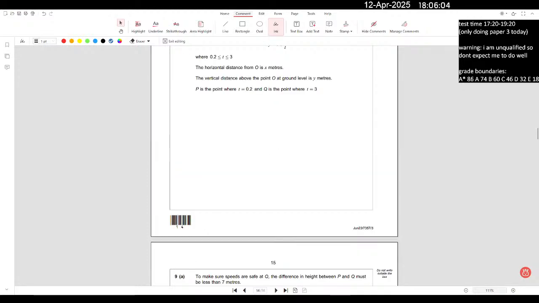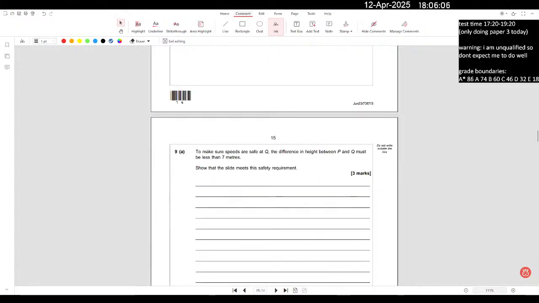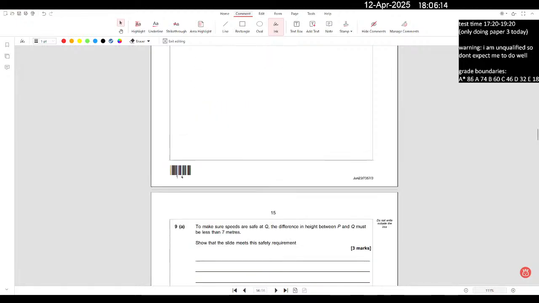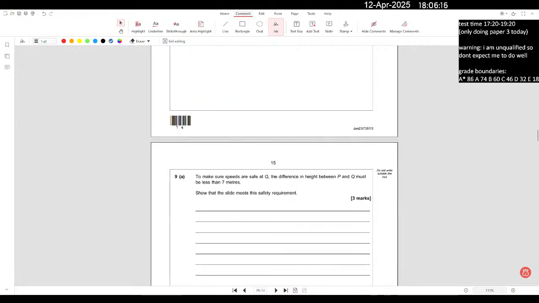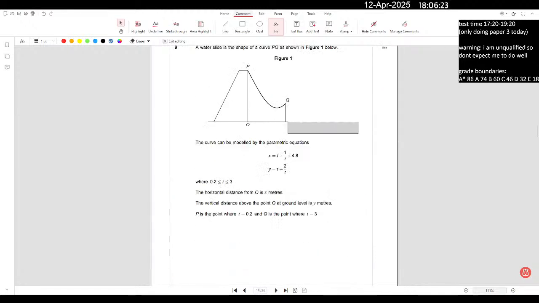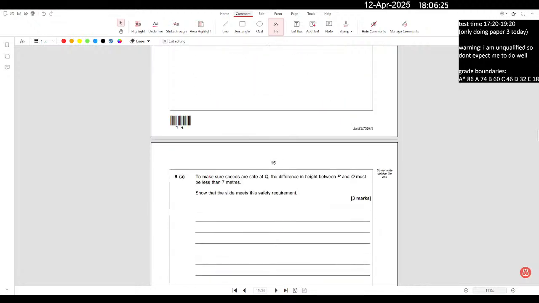Difference in height between P and Q must be less than 7 meters. Show that the slide meets this safety requirement. Well, I think for this I could just substitute t equals 0.2 into y, both times.